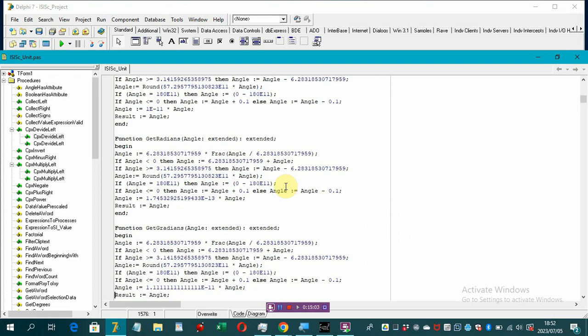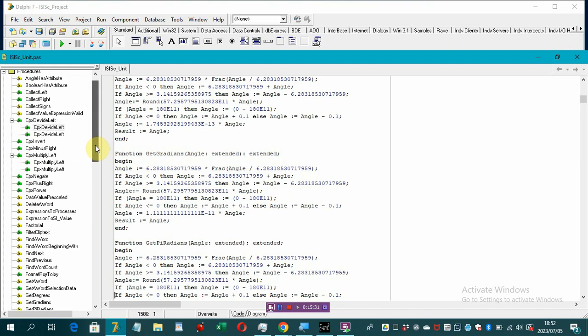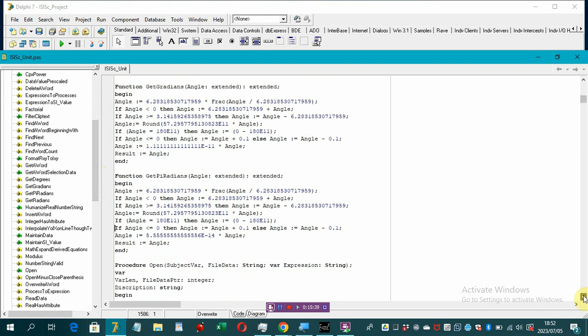Okay, so I'm just going to take you through a few functions. You can see the function names there, like get ray gradients. You see there's a function declaration there. Function get radians angle extended. That's the input, and the output is of type extended floating point number. Okay, let's just see that maintenance function, maintain SE value.